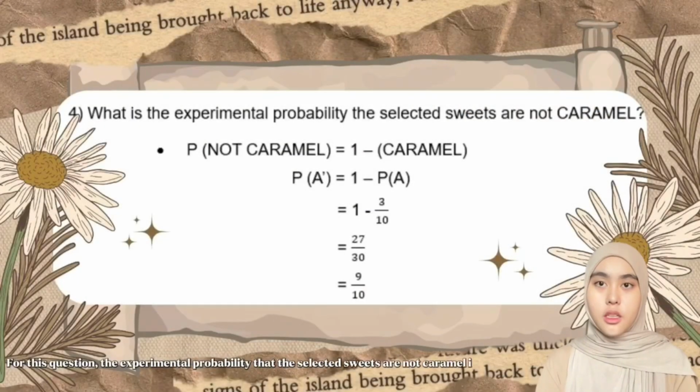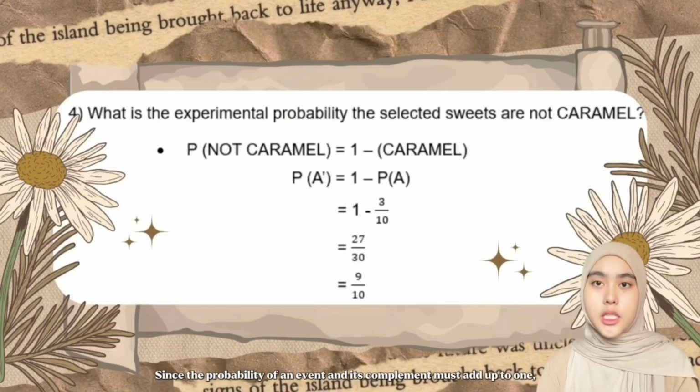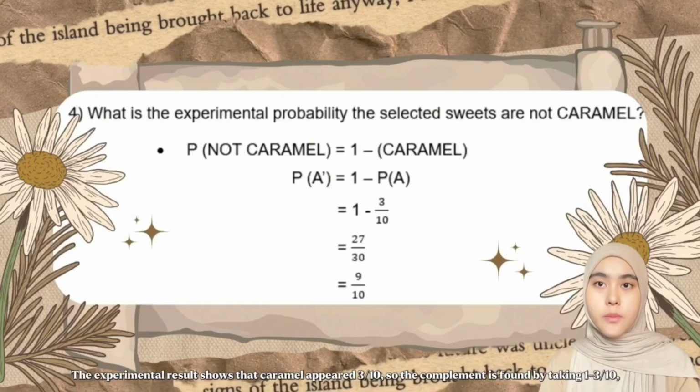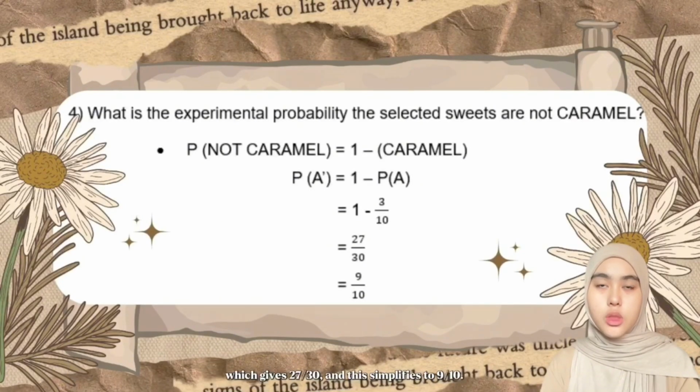For this question, the experimental probability that the selected sweet is not caramel is obtained by using the complement rule. Since the probability of an event and its complement must add up to 1, the probability of not caramel is calculated as 1 minus the probability of caramel. The experimental result shows that caramel appears 3 over 30, which is 1 over 10, so the complement is found by taking 1 minus 1 over 10, which is 9 over 10. Therefore, the experimental probability that the selected sweet is not caramel is 9 over 10.